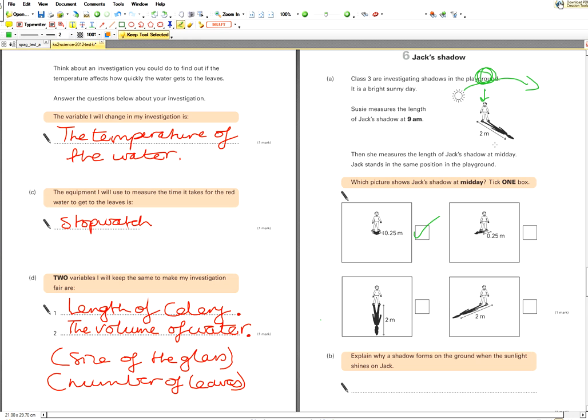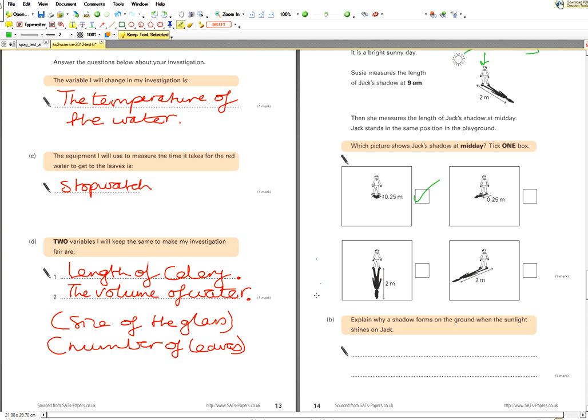A long time ago at school, I learned about shadows. Good, good. Yeah, I learned it in your book.